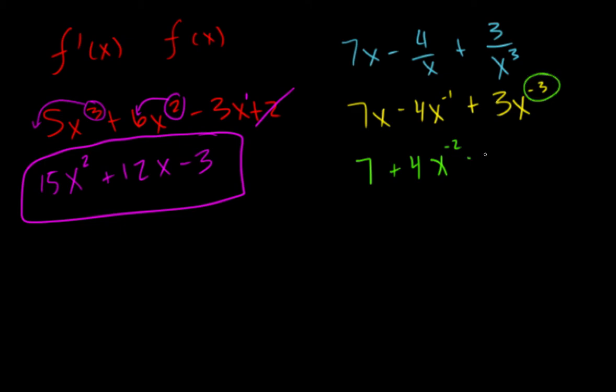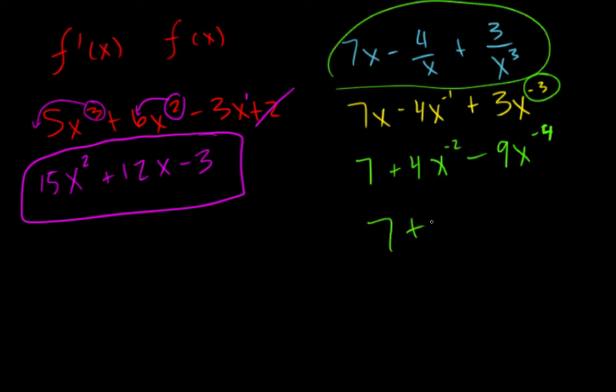Take this, bring it down in front, and -4. Now, we want to write it back in this notation. So it's going to be 7 plus 4 over x squared minus 9 over x to the 4th.